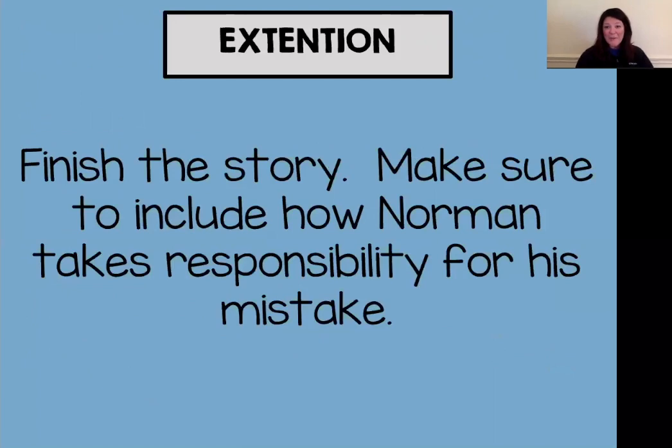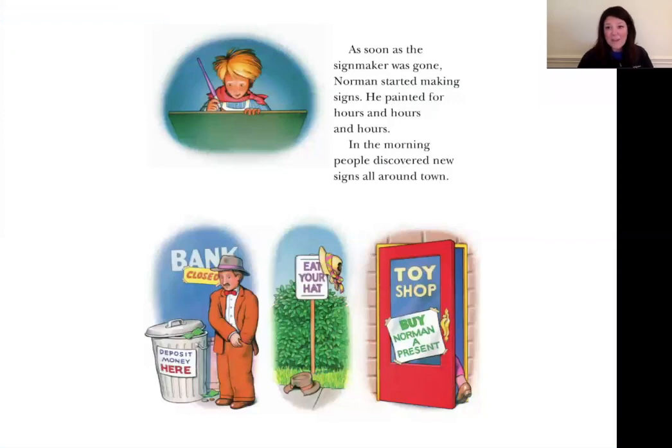I also have a cool extension activity for you to do. It's narrative writing. I want you to go ahead and finish this story. Make sure to include how Norman takes responsibility for his mistake. So let's go ahead and take a quick minute and look at the very last page. Remember that when you finish a story for an author, it's kind of like they're putting down the pencil and you're picking up the pencil to finish their story.